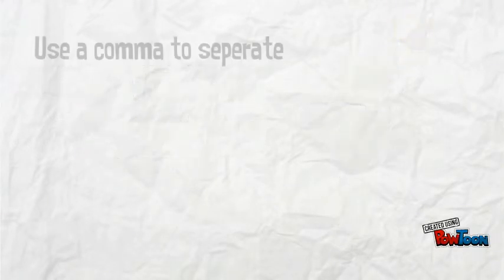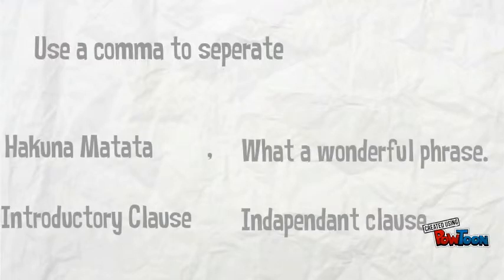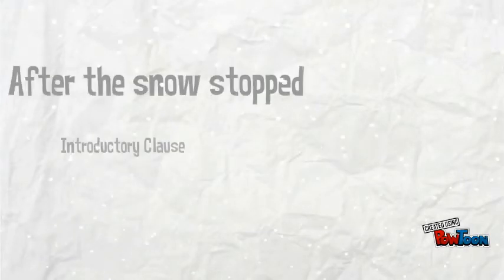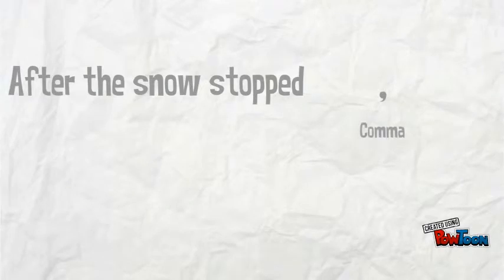After a dependent introductory clause, we use a comma to separate the introductory clause from the independent clause. Like in the sentence, after the snow stopped, the roads were icy.